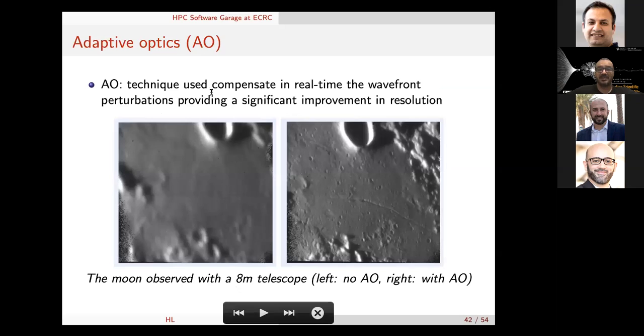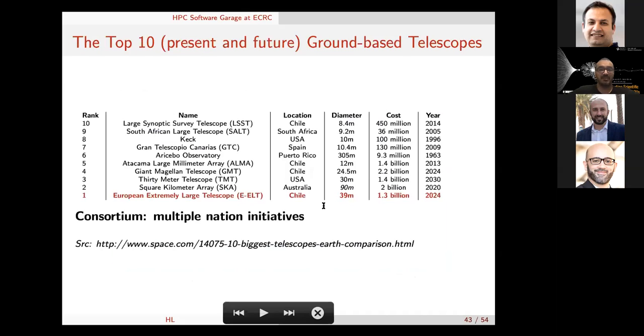So this is the impact of AO. On the left side, if you don't do adaptive optics, your light is blurred, and you're not able to capture the high precision galaxy that you are trying to identify. If you do AO, then you are able to capture things properly. So this is the moon here, taken as an example.